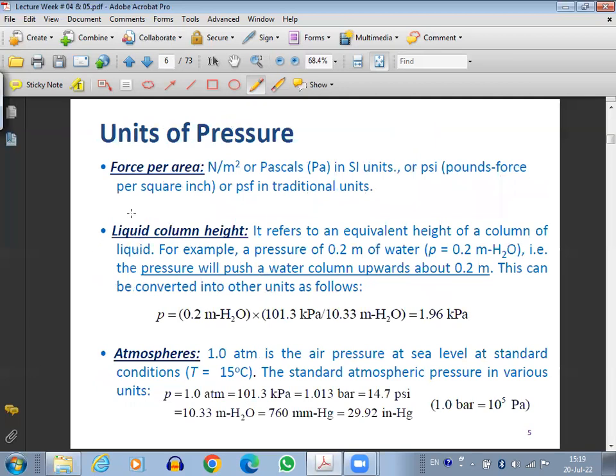Force per area. Now let's talk about the unit of pressure. Since it is force per unit area, the unit of pressure will be Newton per meter square, or Pascal. Pascal is basically Newton per meter square in SI units, or PSI, pound force per square inch, or PSF in the traditional units. Traditional means English units.